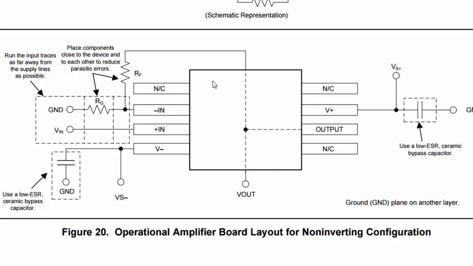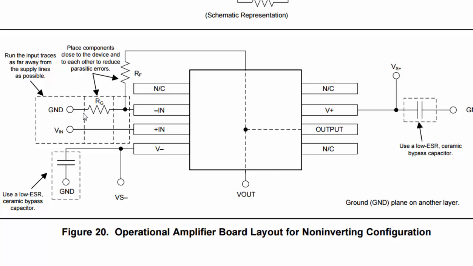And think about why they'd want that. Well, they want that because it's going to reduce the length of your traces, which is going to lead to less parasitics. They also mention, for your supply lines, put in a bypass capacitor, because having a bypass capacitor is going to take any noise from the power supply and put it to ground. And that way, the noise doesn't get into the op amp and doesn't affect the accuracy of the signal.